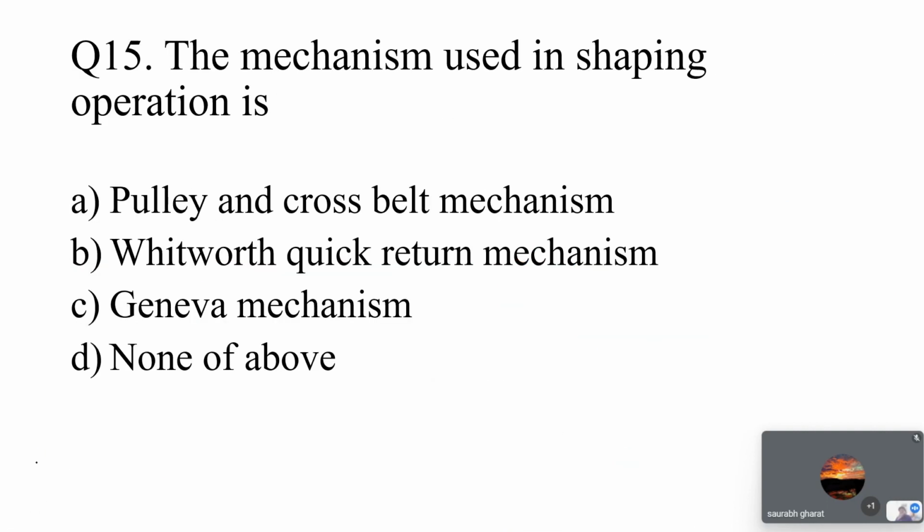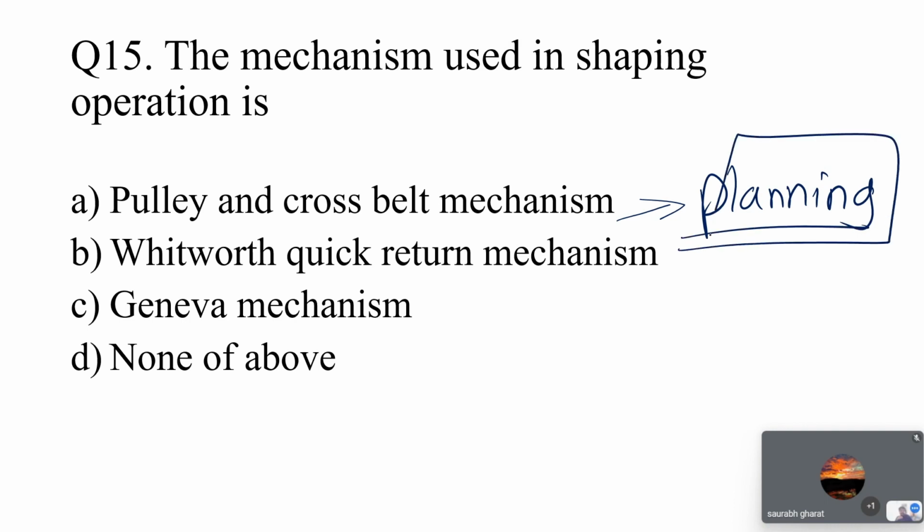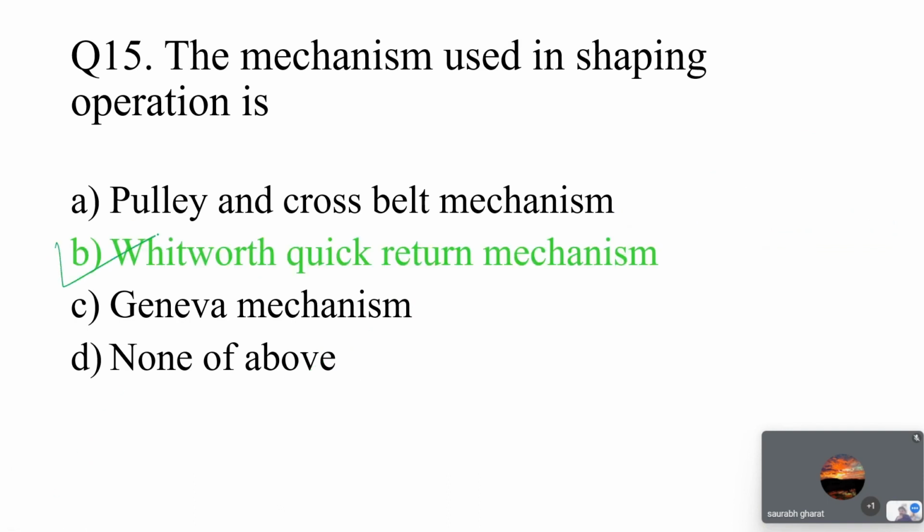So the mechanism used in shaping operation: the pulley and cross belt mechanism is not used here. This is used in planing. Okay, there is a further question on this; this is used for planing. The Whitworth Quick-Return mechanism is the correct answer, because it is used for shaping. And the Geneva mechanism is not used, so the Whitworth Quick-Return mechanism will be the correct answer for shaping.